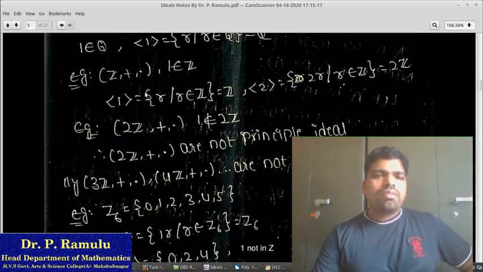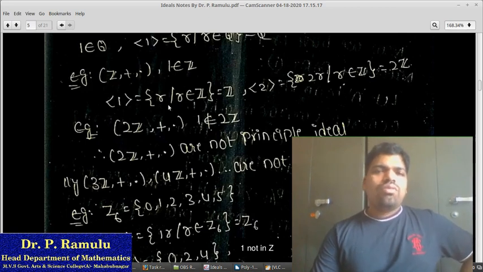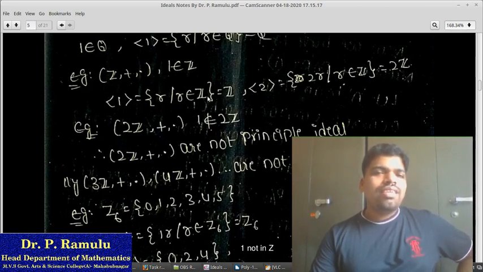I am taking (Z, +, ·), 1 belonging to Z. ⟨1⟩ is nothing but 1 into r, nothing but r, where r belongs to Z, that equals Z. ⟨1⟩ equals Z, therefore the ideal Z is generated by 1, therefore Z is a principal ideal.